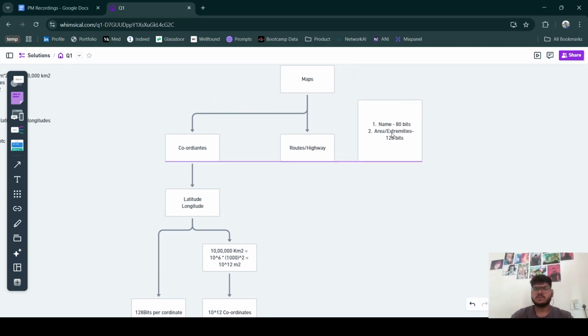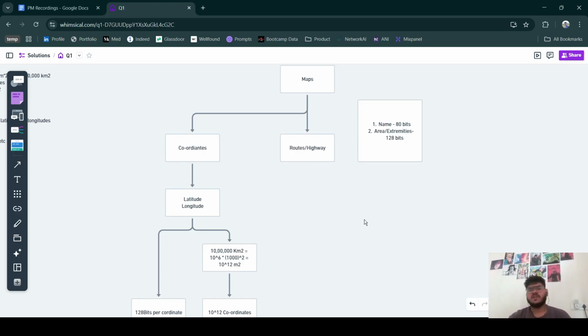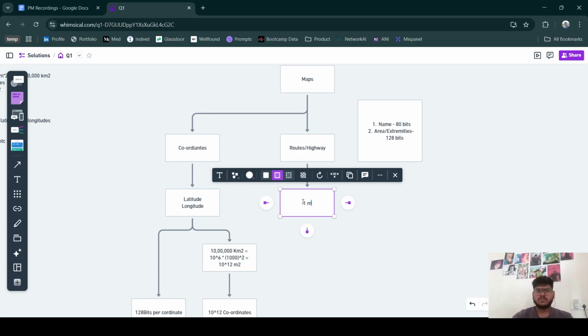So if I'm assuming that 1 kilometer square of area will definitely have approximately 1%, will have one route on average. So around 1 kilometer square of area will have at least one route.